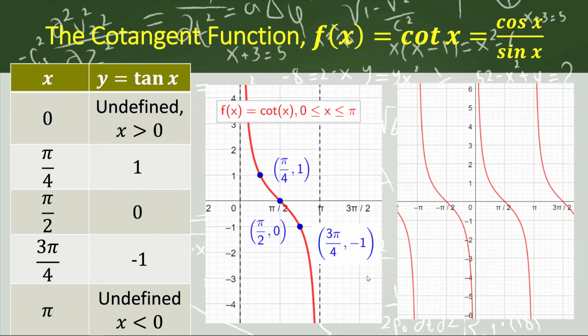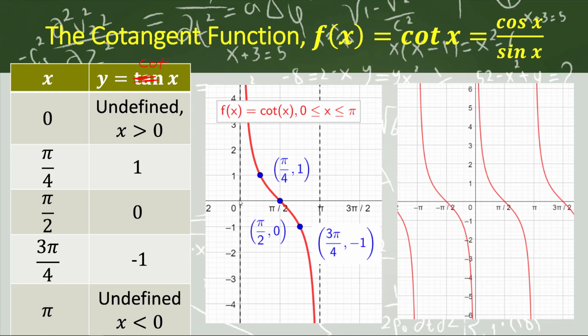Now, the cotangent function, this actually should say cotangent, that's a typo, is the reciprocal of the tangent function. So wherever the tangent function is undefined, like at odd multiples of pi over 2, cotangent is 0. Wherever tangent is 0, cotangent happens to be undefined. And so we can plot points for one period, and here we go.